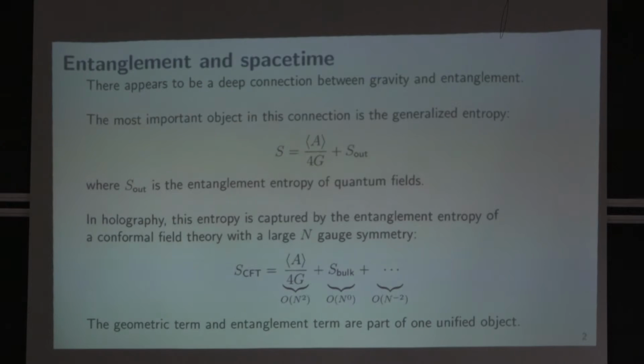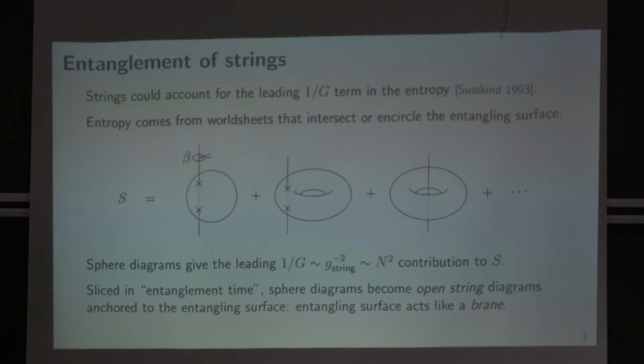Now, why would you put those things together? Well, the bulk theory is not just a classical gravity theory. We often think of it as being either a classical gravity theory or maybe with some perturbations, but ultimately we believe it's a string theory. And there's this old argument due to Lenny Susskind that strings naturally can count this 1 over G type of term.